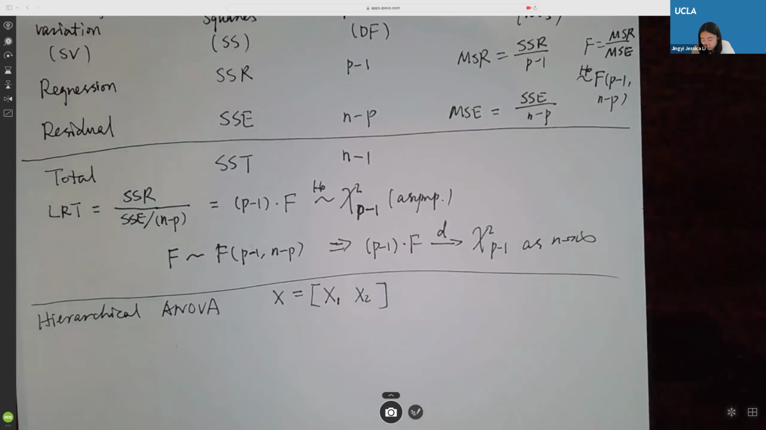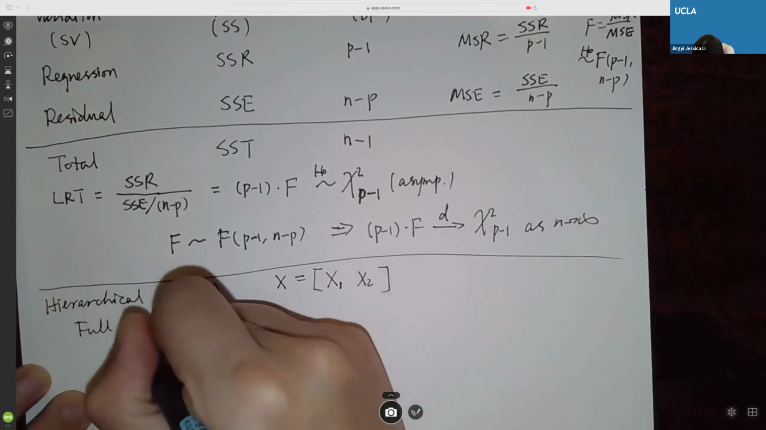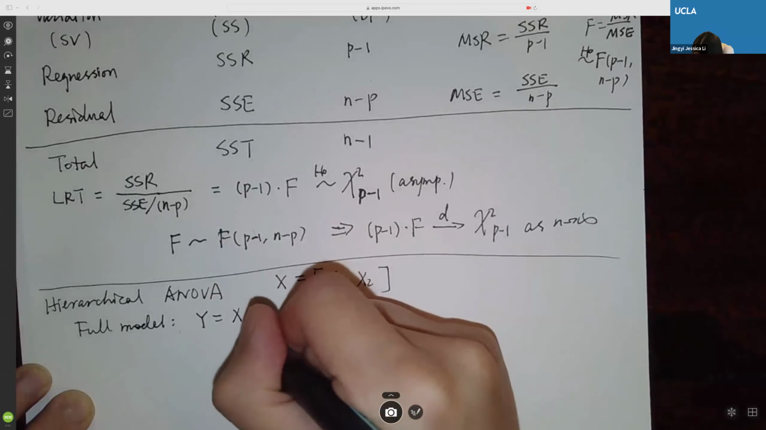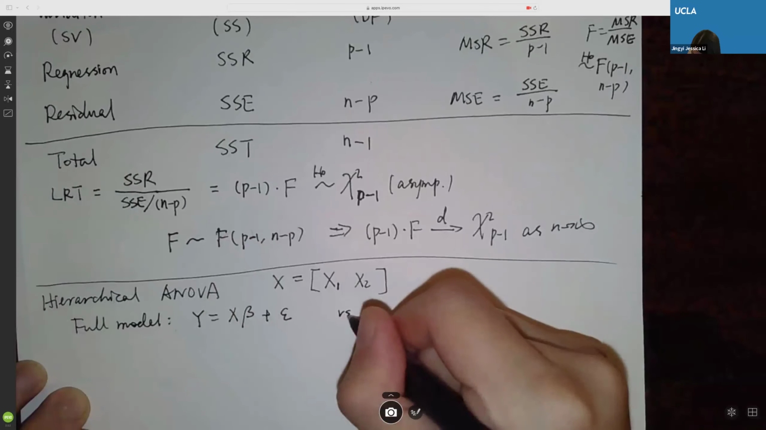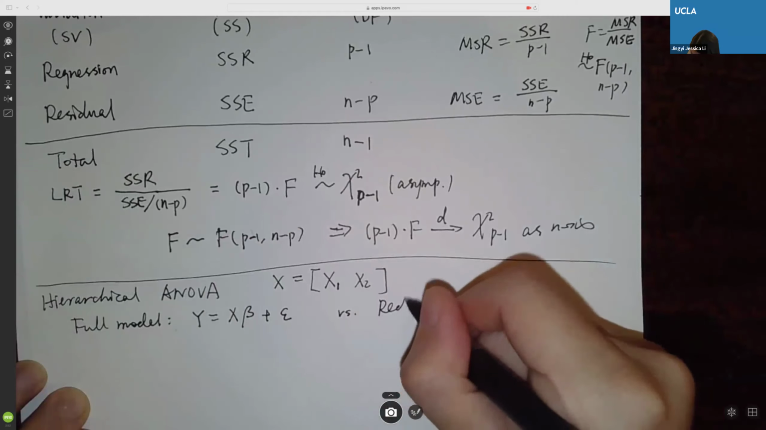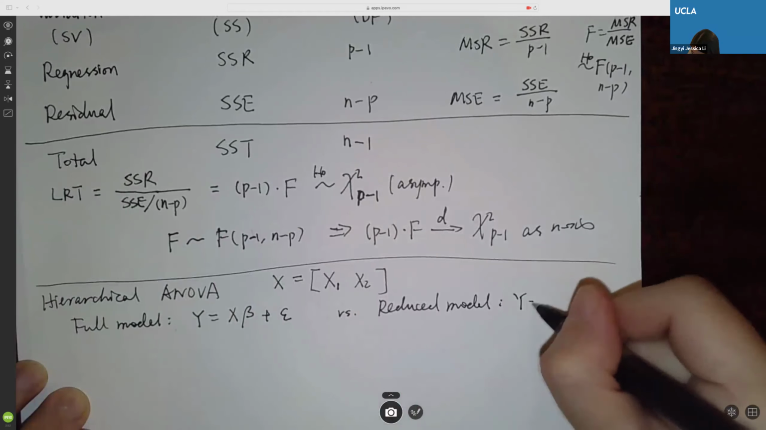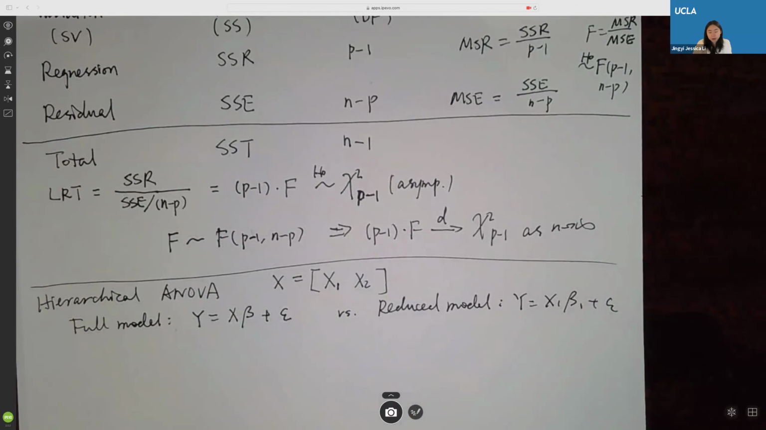In this case, my two models are the full model, which in matrix form is y equals X beta plus epsilon, versus the reduced model, just the covariates in X1 only. I can write y equals X1 beta1 plus epsilon. So these are the two models we compare. In other words, we try to answer whether the additional predictors in X2 are informative, are useful for our prediction.